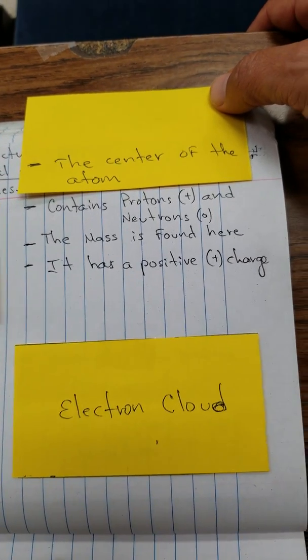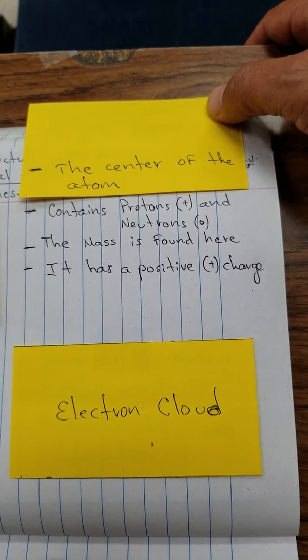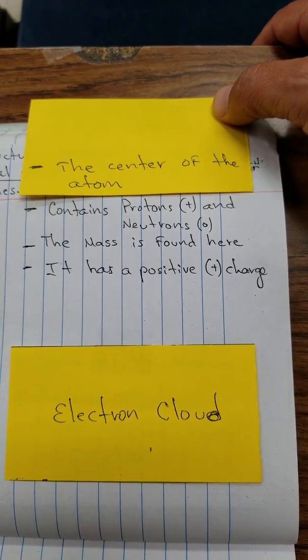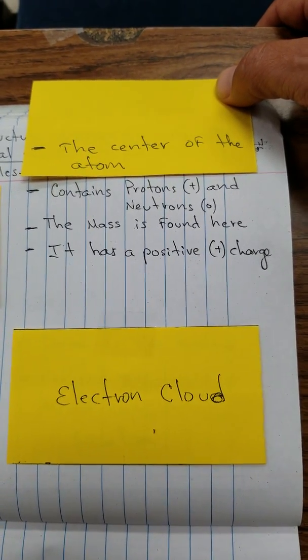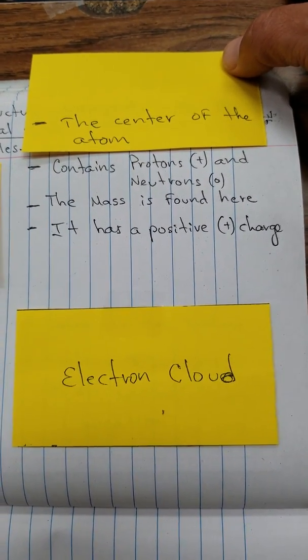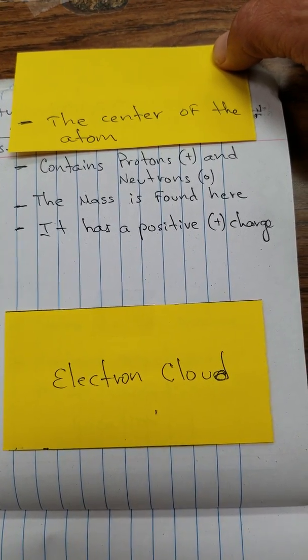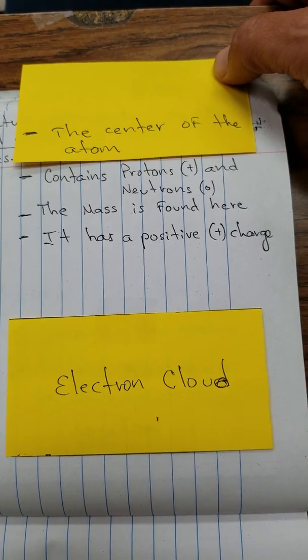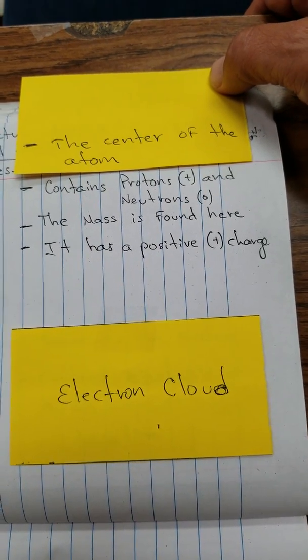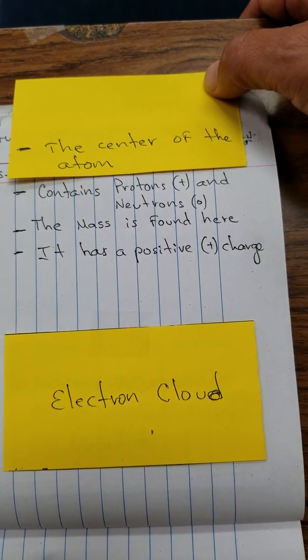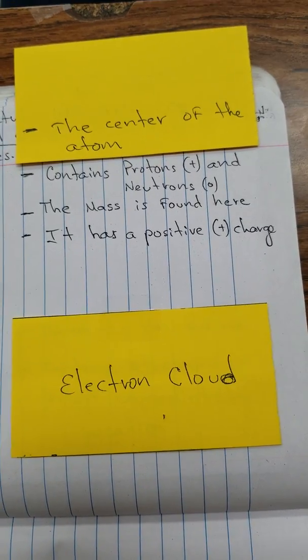The mass is found here because all you got to do is count all the protons and neutrons, add them up together, and that will give you the mass of the atom. The charge of the nucleus of the atom is positive because you find protons in there, and therefore only positive particles are inside, so it gives them a positive charge.